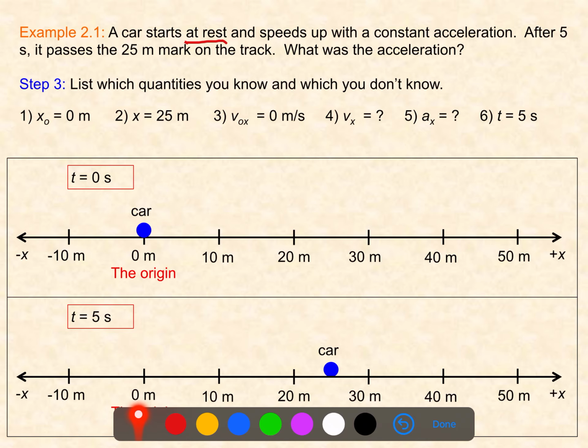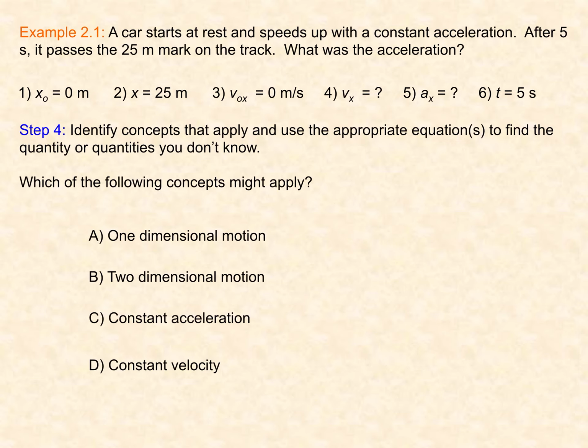I also know that 5 seconds of time have passed by the time it gets to this 25 meter mark, but what I don't know is the car's final velocity, nor do I know its acceleration rate. In fact, the acceleration rate is the thing that I wish to find, so this is my target variable. Okay, so I've done steps 1, 2, and 3. Now I want to move on to step 4.